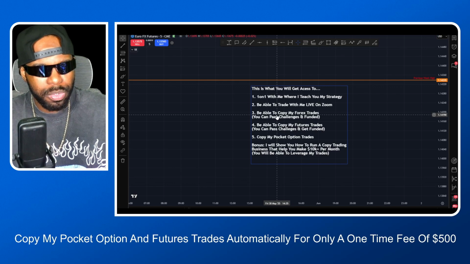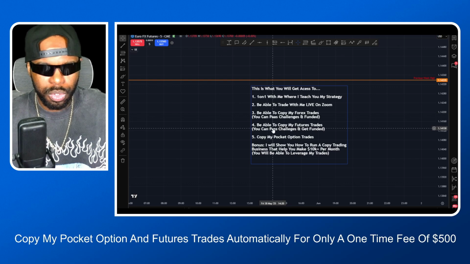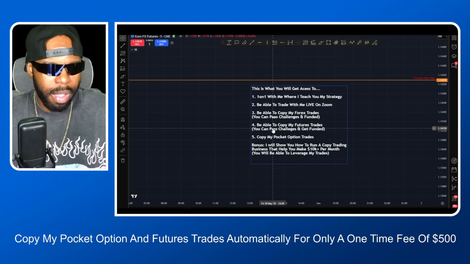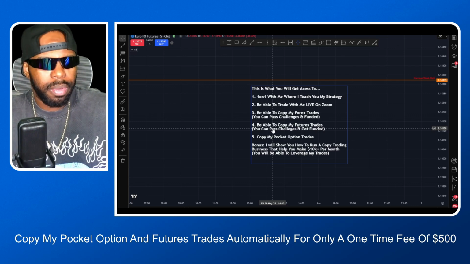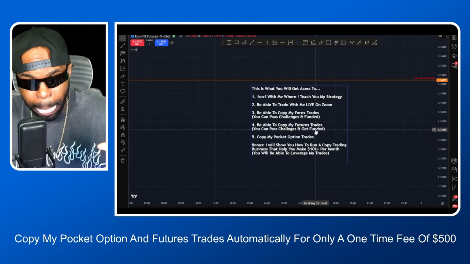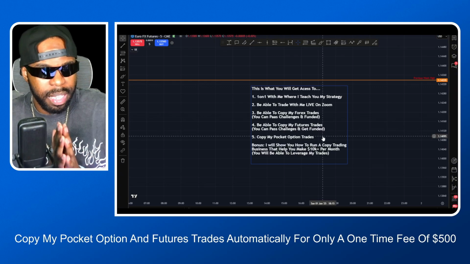You can copy my trades to pass prop firm challenges or to trade your live account. And the same with futures. You're able to copy my futures trades automatically over to your account and pass your prop firm challenges, and so on. And then of course copy my Pocket Option trades, and this is something that I've never done before.